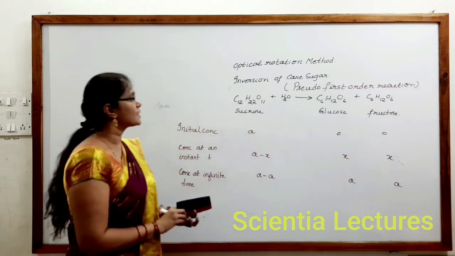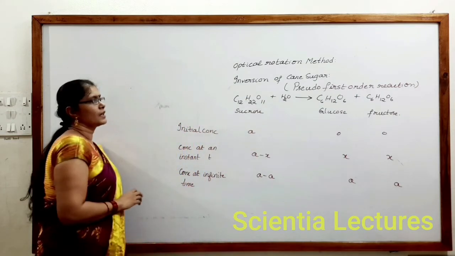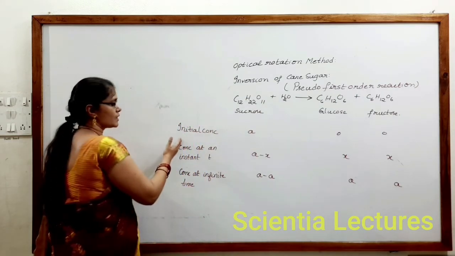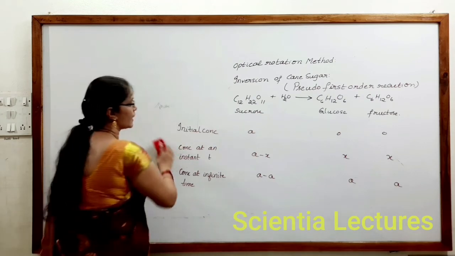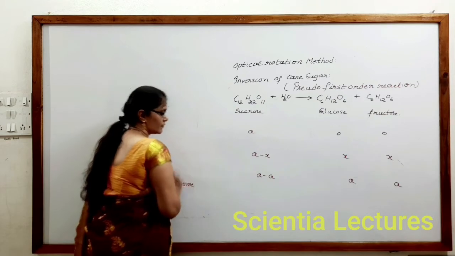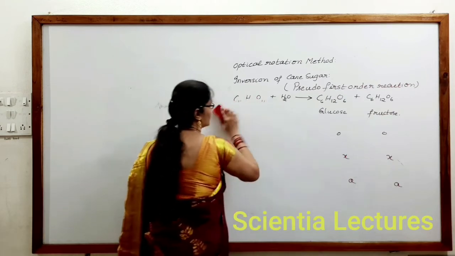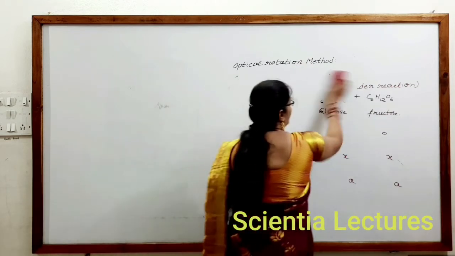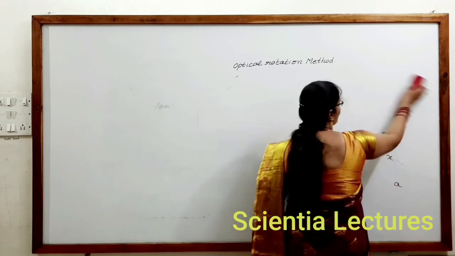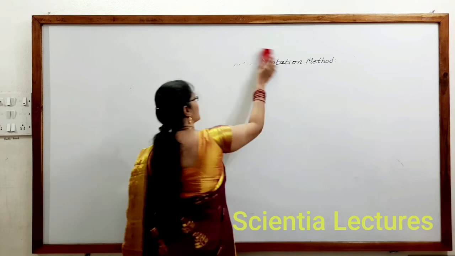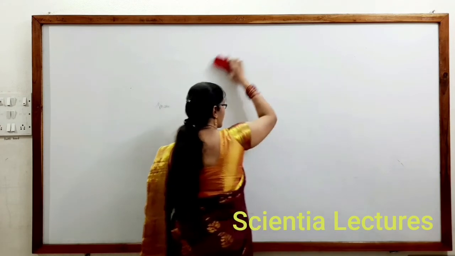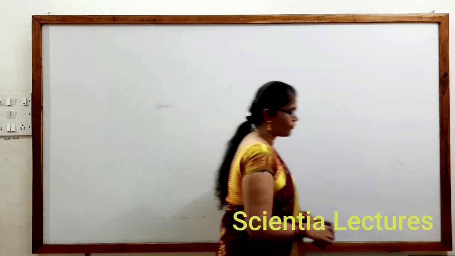Now, I hope these conditions were clear to us. So, inversion of cane sugar: what is the initial concentration, the concentration at an instant t, and the concentration at infinite time? Inversion of cane sugar is a pseudo first order reaction. Why is it called inversion of cane sugar? Because the D form in the reaction is getting converted into the L form.